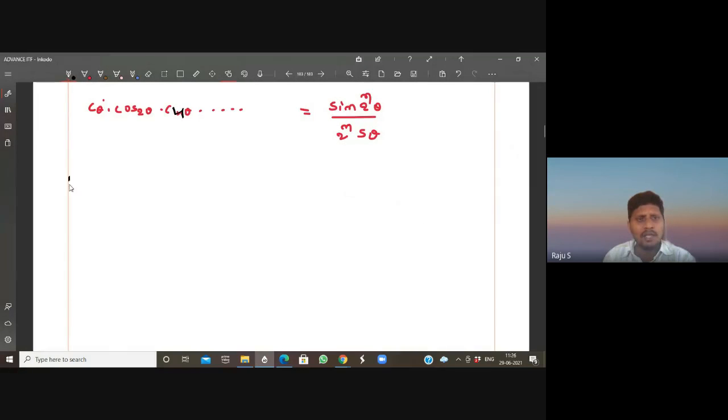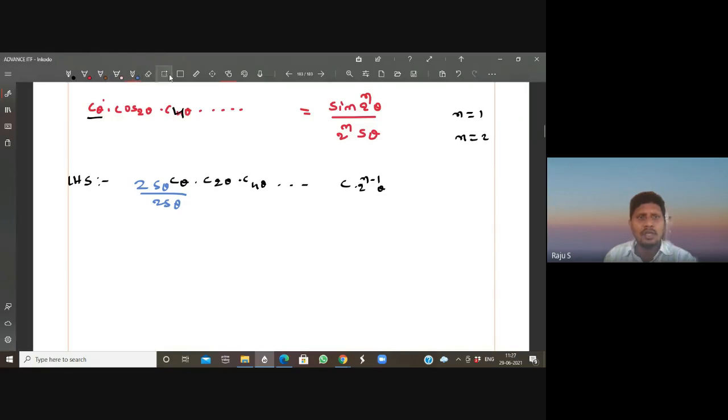Now I'm taking the LHS, then I'm going to get the RHS. Also you can verify by substituting n is equal to 1, n is equal to 2, like that. When we substitute n is equal to 1, we consider only the first term of the LHS. Otherwise it is cos theta, cos 2 theta, cos 4 theta, and so on, up to cos 2 power n minus 1 theta. So I want to multiply and divide with 2 sine theta.